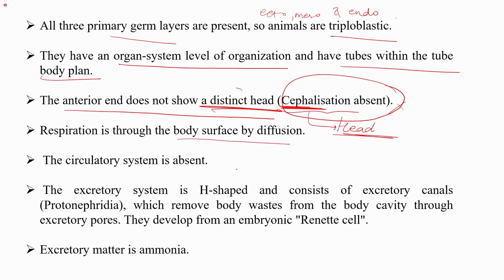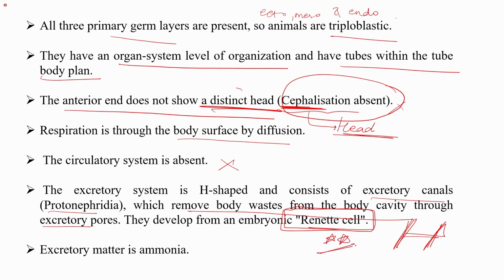Circulatory system is absent. The excretory system is H-shaped. It consists of excretory canals, protonephridia, which we learned in platyhelminthes also, that remove body waste from the body cavity through the excretory pores. They develop from an embryonic renette cell. This may be asked: in the embryonic stage it is formed from the renette cell. Excretory matter is ammonia, similar to that of platyhelminthes.